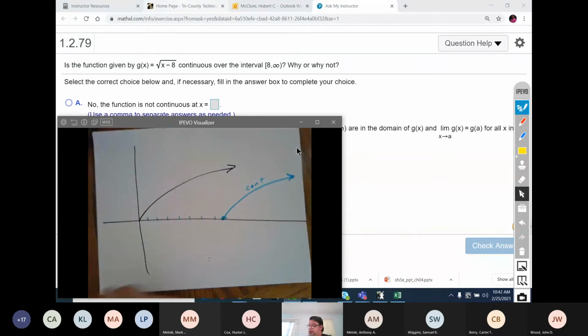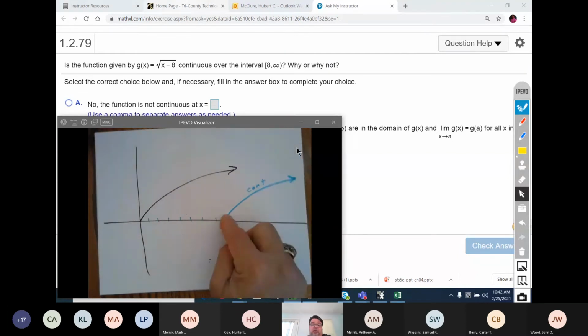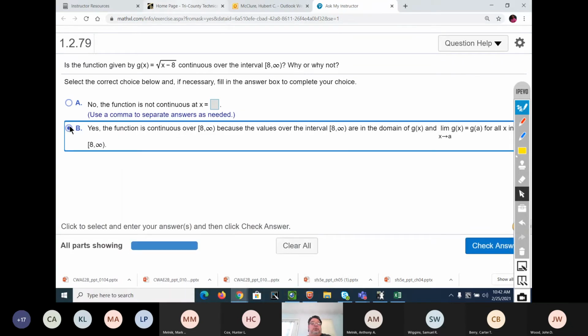So this is continuous because the function is intact. It keeps going. It starts right here, and it keeps going. There's nothing impeding on the function. So it is continuous from, let's see, I guess you'd say from 8 to infinity. So hold on. Yes, the function is continuous.